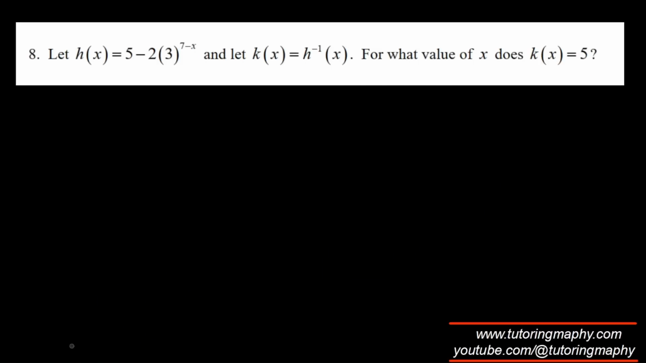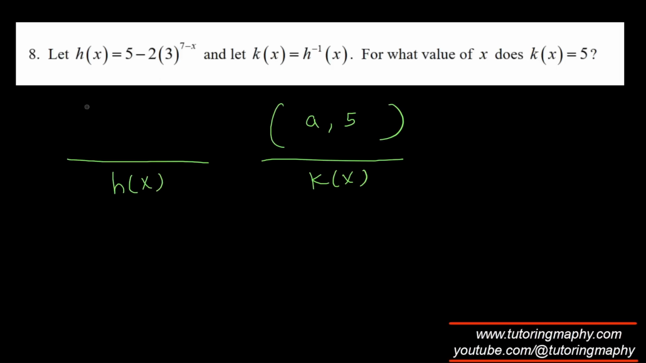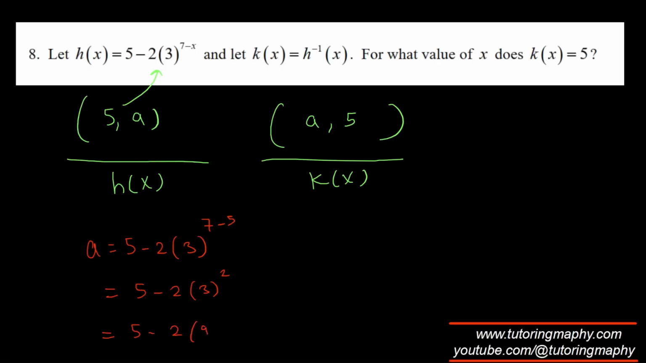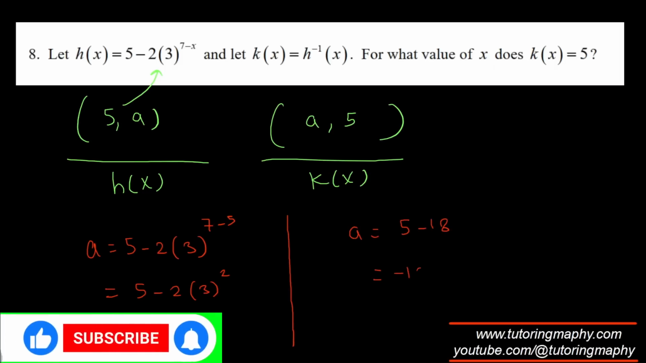Same logic applies over here as well. If a comma 5 is a point on k of x, then on its inverse function, which is h of x, 5 comma a must be a point. So all I need to do is plug in x as 5 over here and get the corresponding y value. So a is equal to 5 minus 2 times 3 raised to 7 minus 5. So 5 minus 2 times 3 squared. So 5 minus 2 times 9. 9 times 2 is 18. 5 minus 18 is negative 13. So the value of a is negative 13.